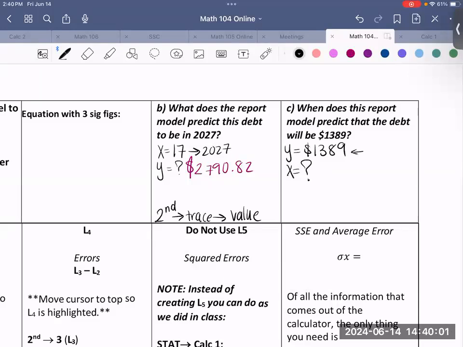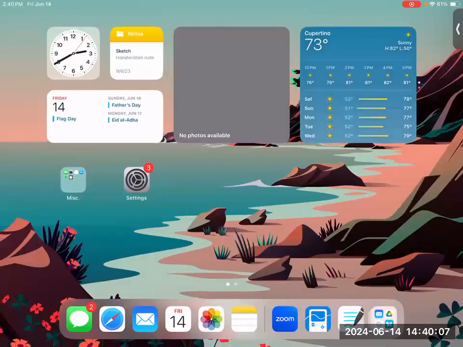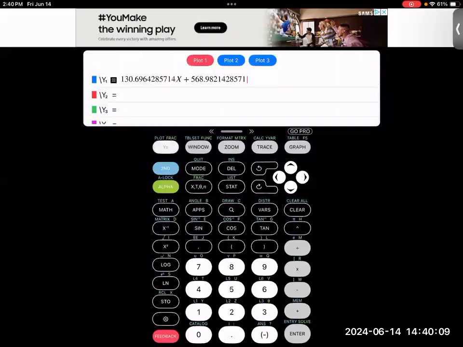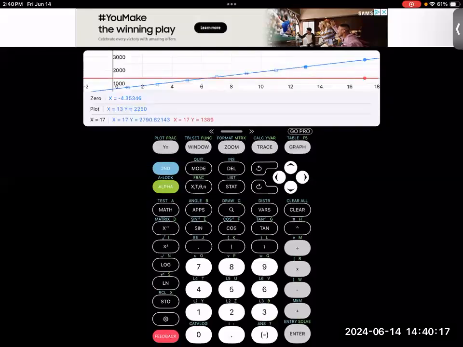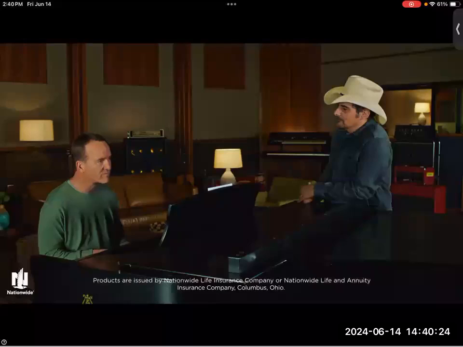Well, if we have an equation in Y1, this can be our equation for Y2. So Y2, right here, we have 1,389. Let's go ahead and hit graph. We do see that intersection. We're going to hit second trace, looking for your intersect.